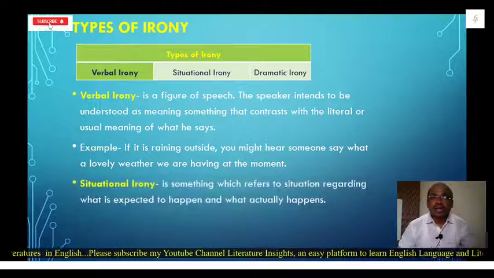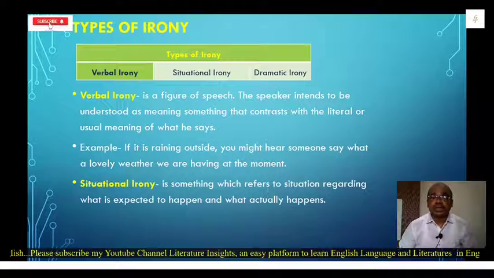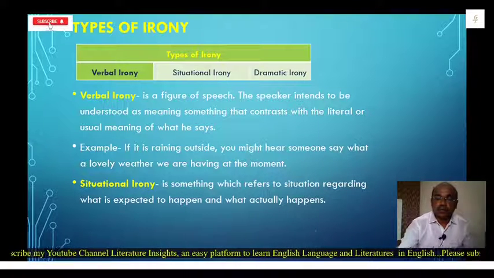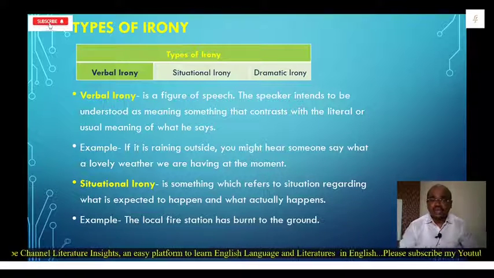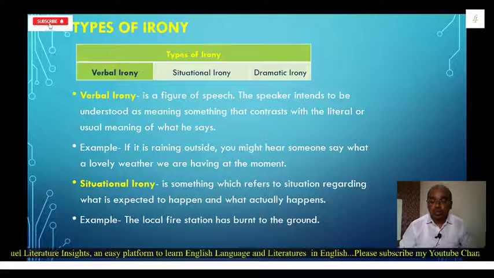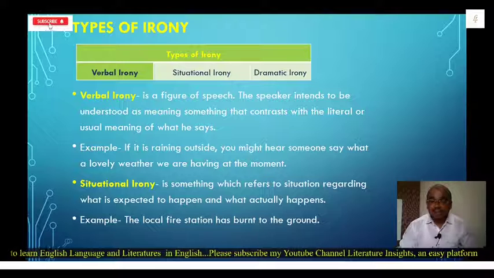Then situational irony is something which refers to the difference between what is expected to happen and what actually happens. So here is an example of situational irony. The local fire station has burnt to the ground. So in this sentence, we can find the situational irony because the fire station is a place which would be the safest from fire.